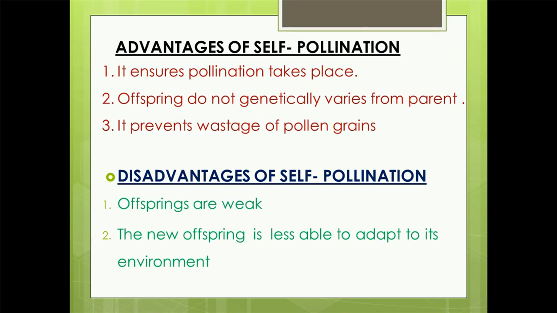Disadvantages of self-pollination. Number 1 is that the offsprings are weak. Yes, because there is no genetic difference or variance. And number 2 is that the new offsprings is less able to adapt to its environment. So it's not able to resist diseases because it's not genetically different. It's weak. It's just not there. All right. So these are some of the disadvantages of self-pollination.